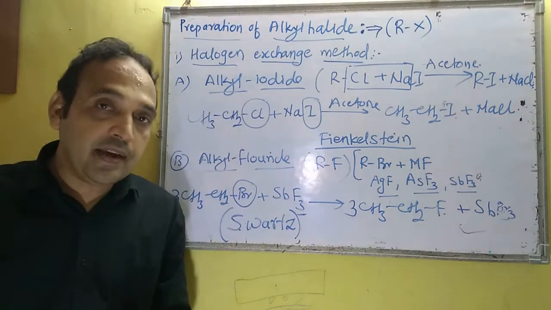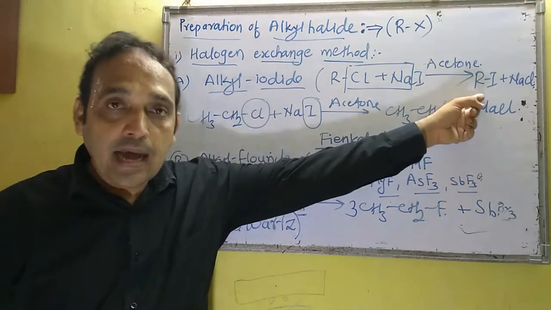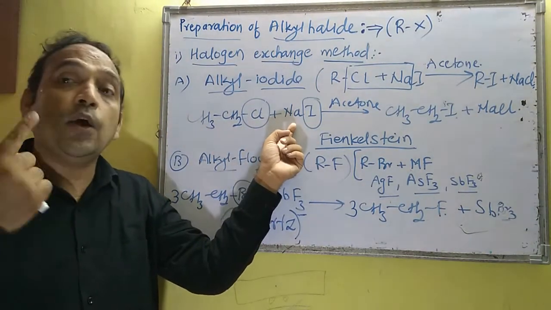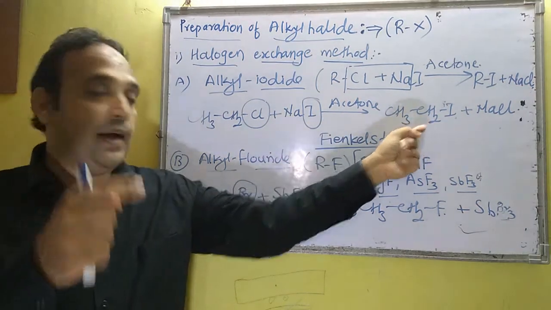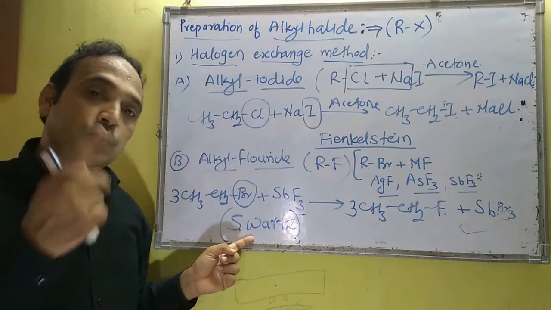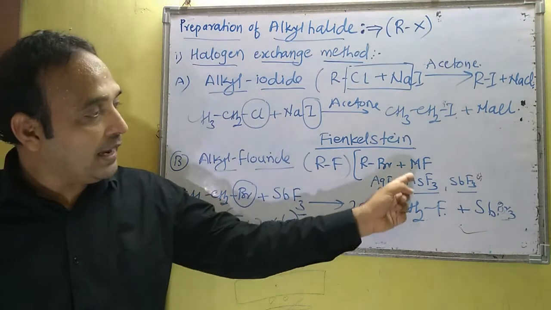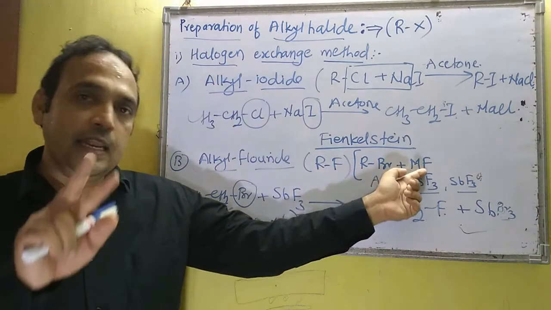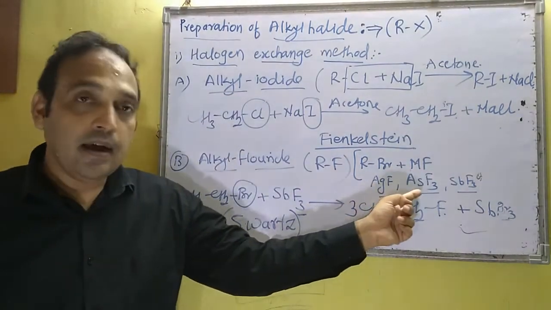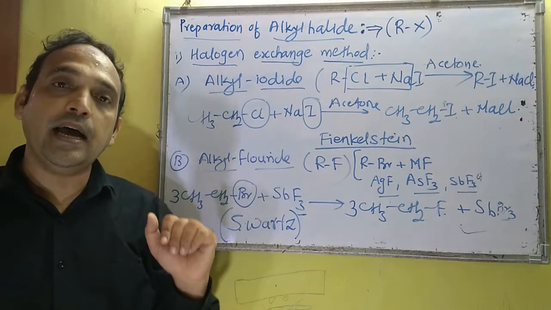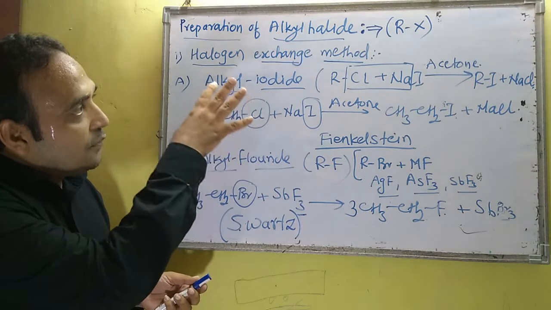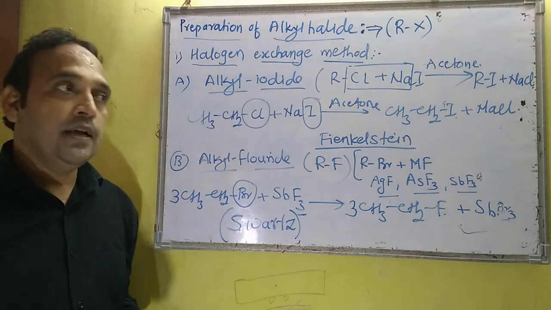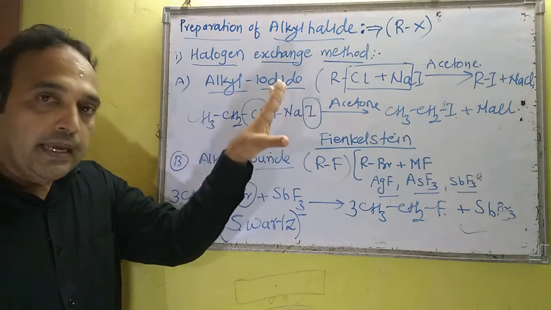So what is Finkelstein reaction? To form alkyl iodide, when alkyl chloride or bromide reacts with metal iodide, it will convert into alkyl iodide. Second one is your Swartz reaction. What is Swartz reaction? Preparation of alkyl fluoride by using alkyl bromide and any metal fluoride, say silver fluoride, arsenic trifluoride or antimony trifluoride. Now this is the first preparation method of alkyl halides, and that is called the halogen exchange method. Now read all examples carefully.